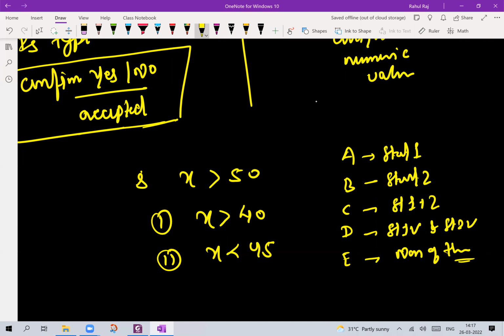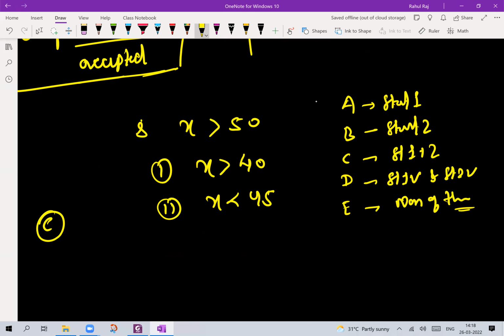So if there's a simple question in front of you, is x greater than 50? Option number 1 says x is greater than 40. Option number 2 says x is less than 45. What's the answer to that? C. Next answer? B. Next. Shruti, your answer? Could you repeat, Rahul? What was the question? Is x greater than 50? Option number 1 says x is greater than 40. Option number 2 says x is less than 45. Krish, what's your answer?